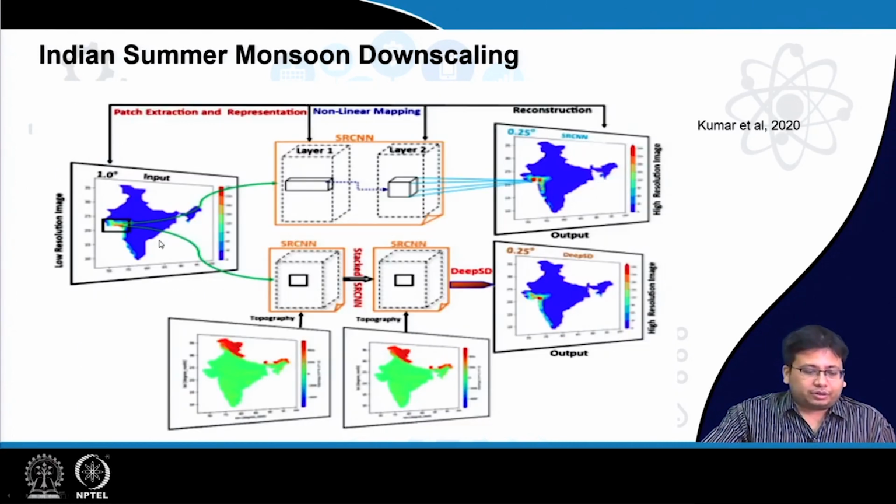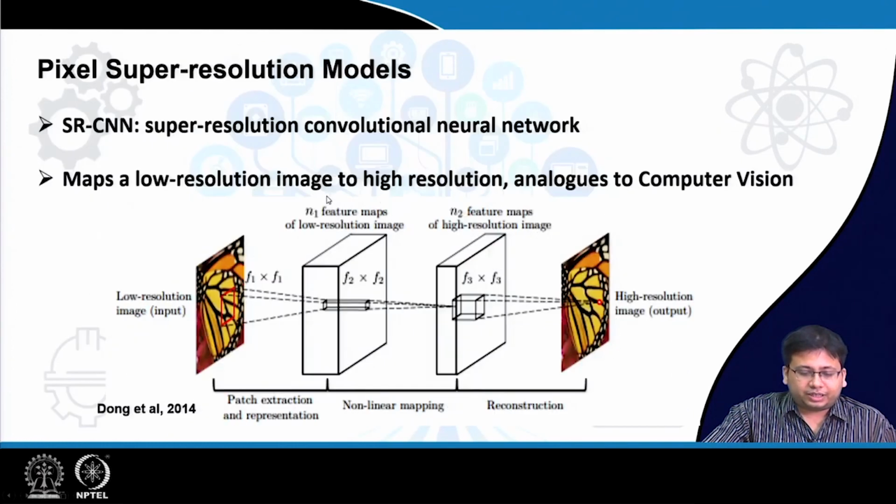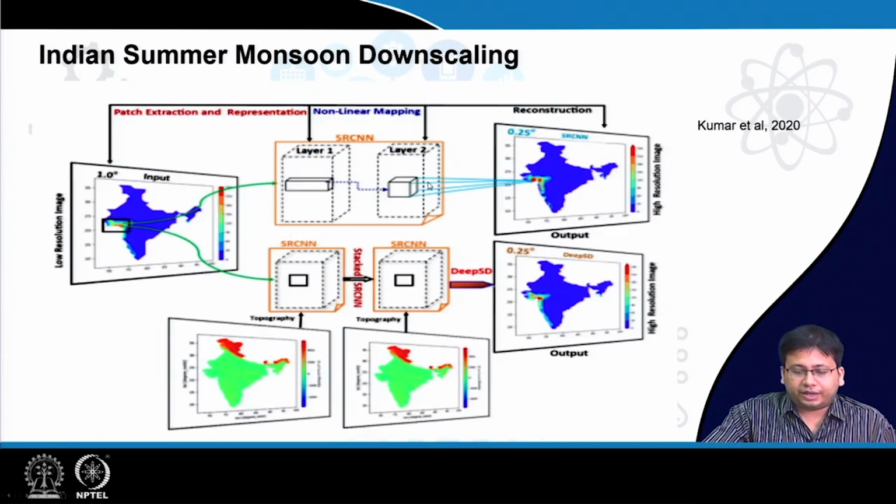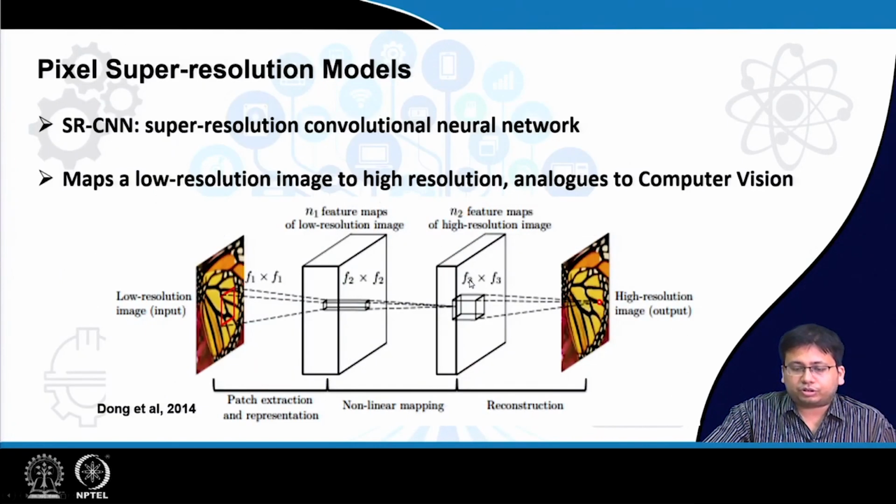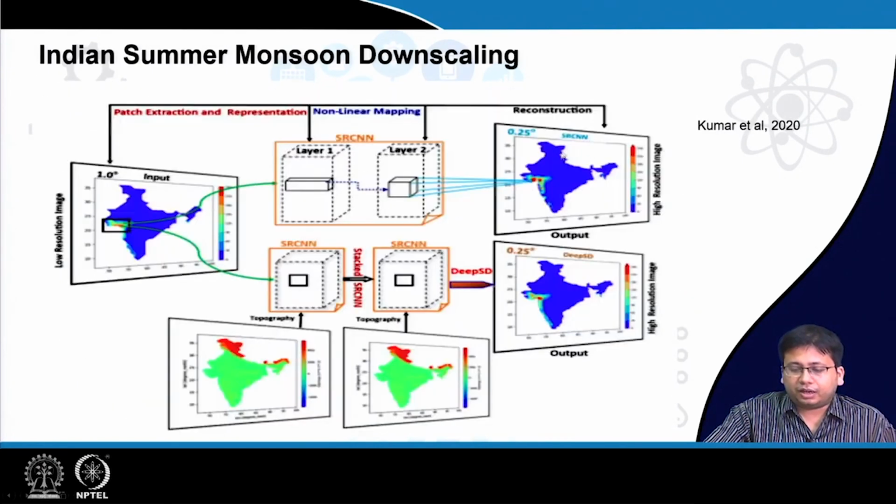SRCNN is one way of doing it. As you can see, the input is the low resolution 1 degree map, and the output is the high resolution quarter degree map. In the SRCNN we have the first layer, which is this set of convolution operations, then we have the second layer, which is this set of convolution operations, and finally we get the output at the desired target resolution.